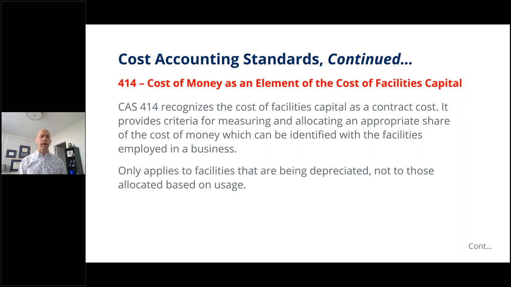Important to note here at the bottom that CAS 414 and cost of money only applies to facilities that are being depreciated, not to those that are allocated based on usage. Let me give you a good example of a usage. It may not be the best example in today's world, I don't know. I remember back when I started in this career, we still had copiers and printers that had code boxes on them. And every time we printed something or copied something, you had to type in the project code. And the reason for that, right, was at the end of the month, they figured up the cost of running all the copiers and printers. Actually, I was the guy who was responsible for that.